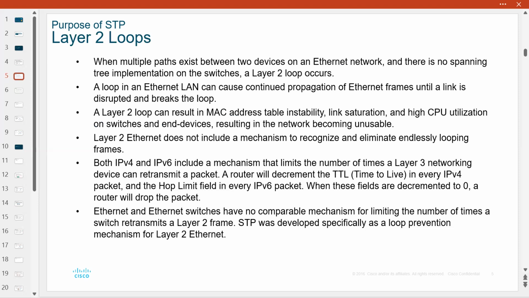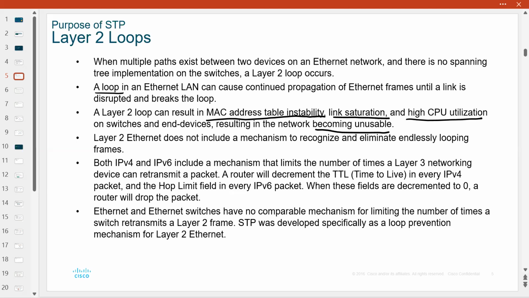Layer 2 loops. When multiple paths exist between two devices and there is no STP implemented, we have layer 2 loops. A loop in an Ethernet LAN can cause continued propagation of Ethernet frames until it is disrupted. It can result in MAC address table instability, link saturation, and high CPU utilization, resulting in the network being unusable. We are going to look at what a loop is and discuss the disadvantages of having a network with loops. So we have those three: MAC address table instability, link saturation, high CPU utilization, and overall, an unusable network.